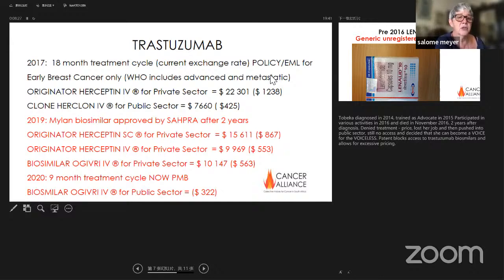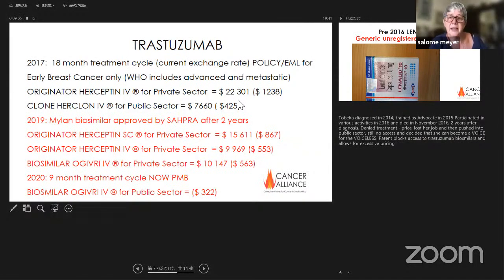And if we go back to the Herceptin example, that was very much a negotiated price. Only once Trastuzumab was on the essential medicines list, and that came in 2017, did it go onto the essential medicines list and therefore onto government tender. So that's the situation we have: health technology assessment is not necessarily applicable for us in either of the two sectors.